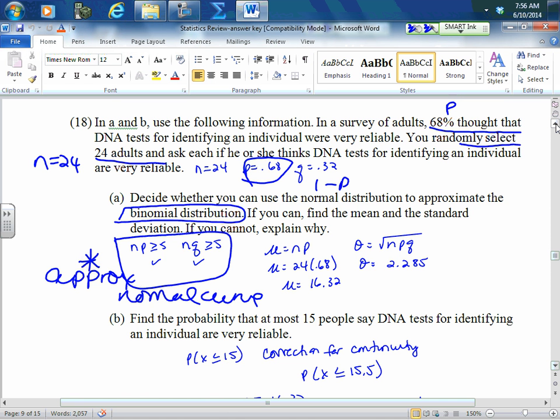Once we do that, we find the mean and the standard deviation. Here's your mean, here's your standard deviation, and your variance without the square root, obviously. If you can't do it, it's because it didn't pass either of the tests. It has to pass both. Remember this one? As soon as you see a percentage, proportion is a P, not a U.